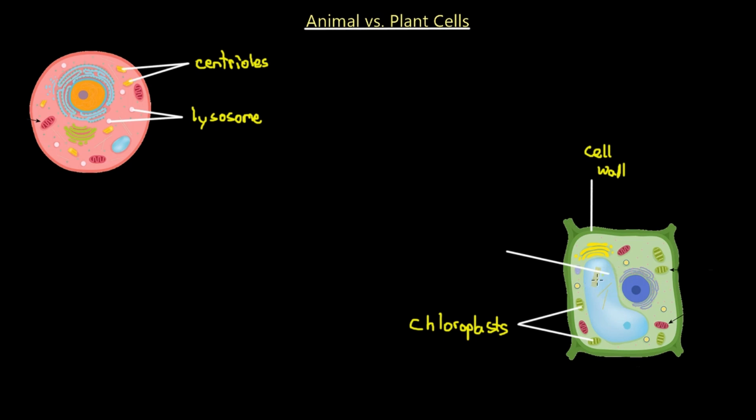Now, the last structure that defines plant cells that does not exist in animal cells would be this large structure called the central vacuole. The central vacuole's main function is to provide storage for the cell and to store all of its metabolites and all of its ATP and energy within the central vacuole so that it can be released when the cell actually needs it.